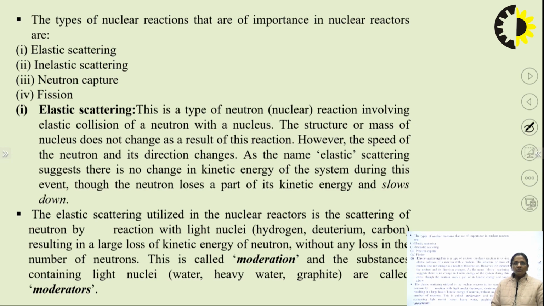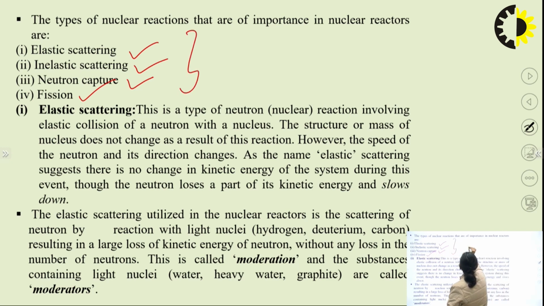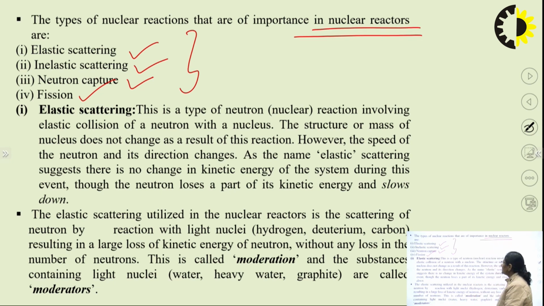The types of nuclear reactions which are of importance in the nuclear reactors are the elastic scattering, the inelastic scattering, the neutron capture and the fission. All these nuclear reactions are of importance in the operation of nuclear reactors. So let us see what is the elastic scattering.